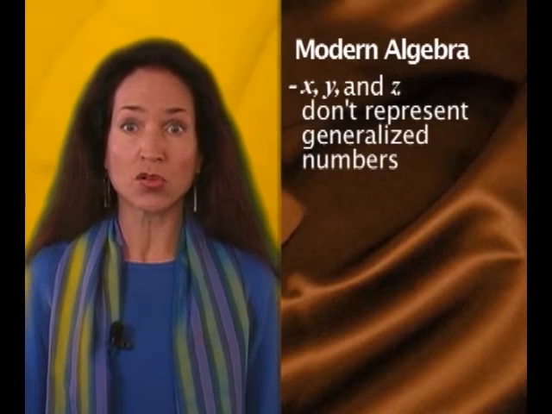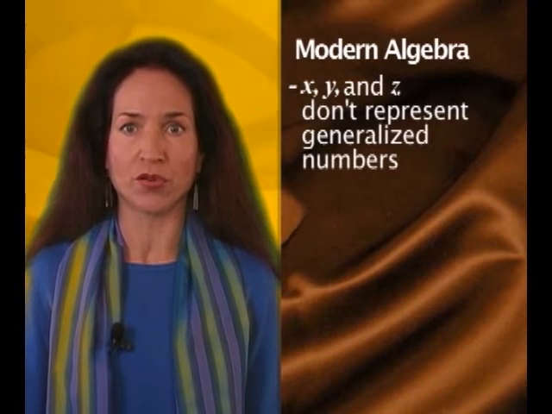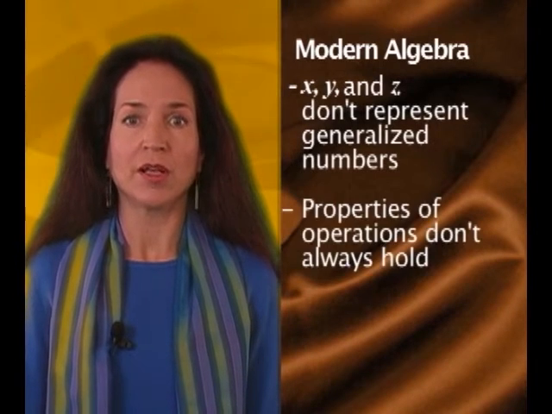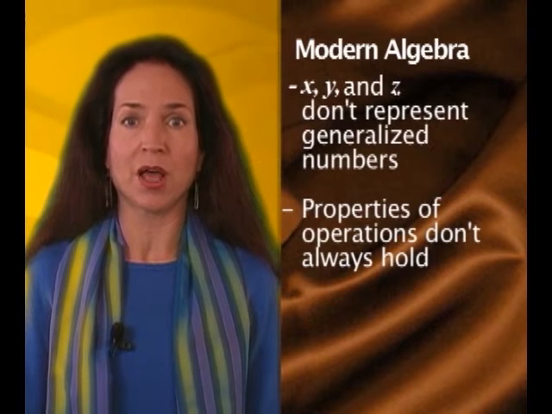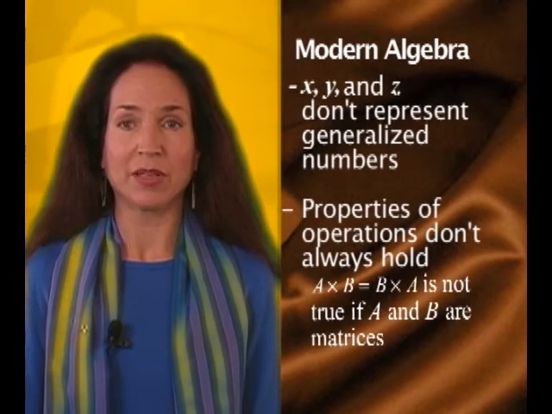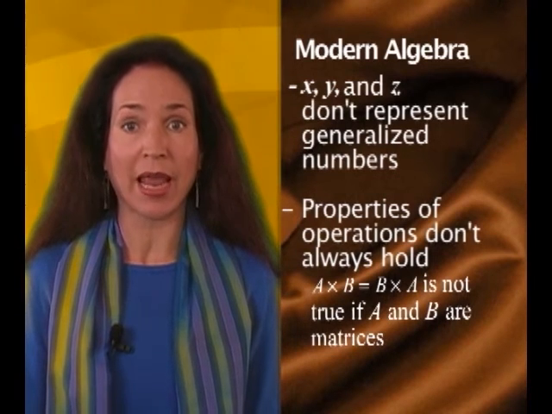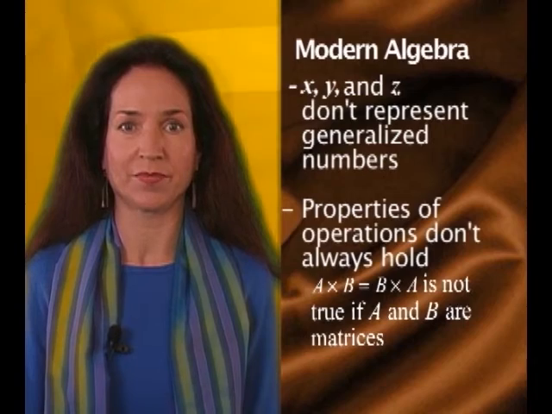The variables don't always represent generalized numbers, but other objects or structures. And therefore, the properties of operations among those objects don't always hold. For example, A times B equals B times A is not true if A and B are matrices.